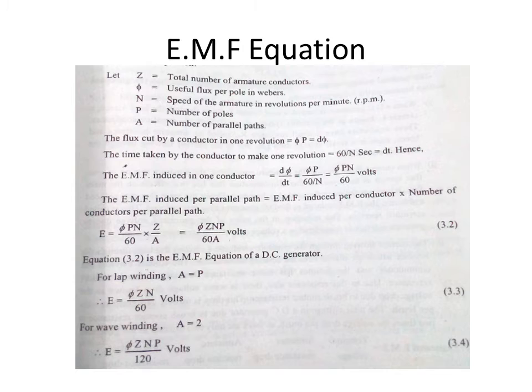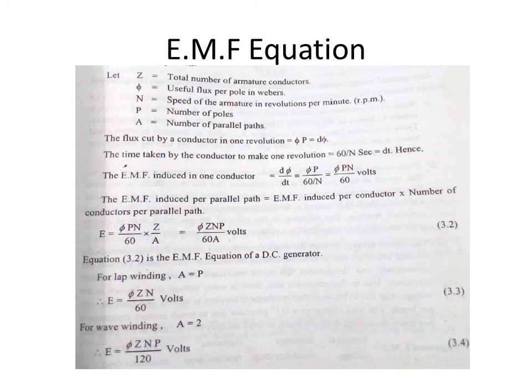The time taken by the conductor to make one revolution is 60 by N seconds. N is the speed of the armature in revolutions per minute. So in seconds, 60 divided by N is the time taken by the conductor to make one revolution. That is equal to dt. So the EMF induced in one conductor, only one conductor we are considering now, according to Faraday's law, E is equal to d phi by dt.